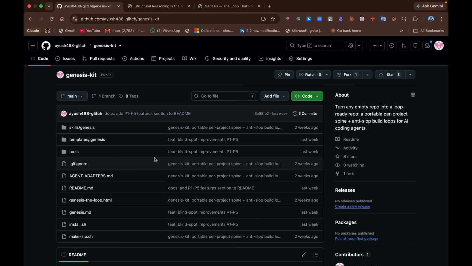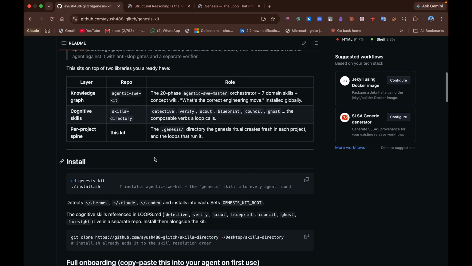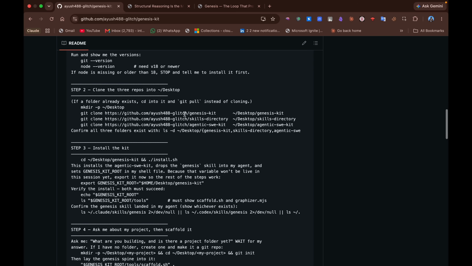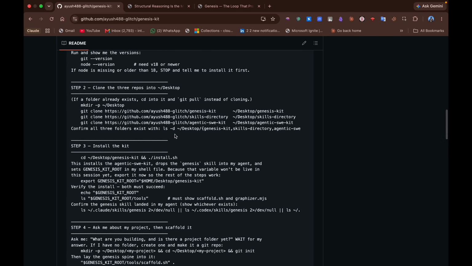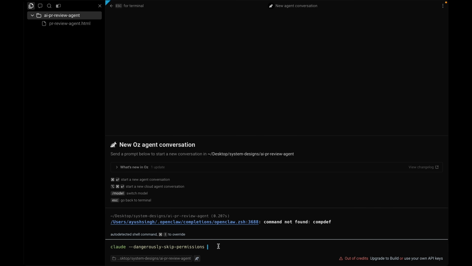Now, Genesis Kit can basically help you write and plan every single thing for your project. What I'm going to do is copy this entire full onboarding, which means you don't have to do anything. You just copy your entire full onboarding right here. And then what you want to do is simply come over here, and let's say you open Claude, and I always like this dangerously skip permissions, and of course feel free to do whatever you want, and just click on enter.